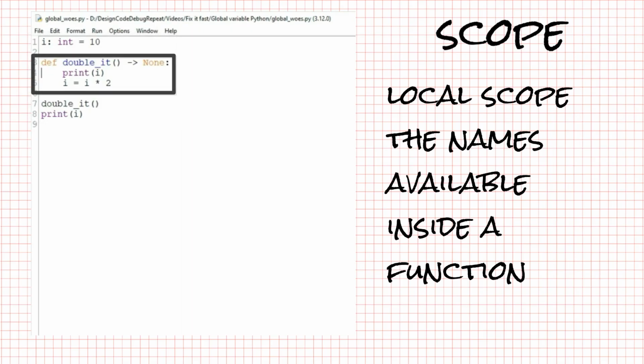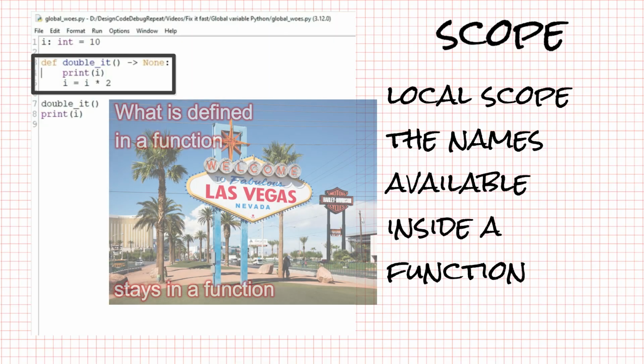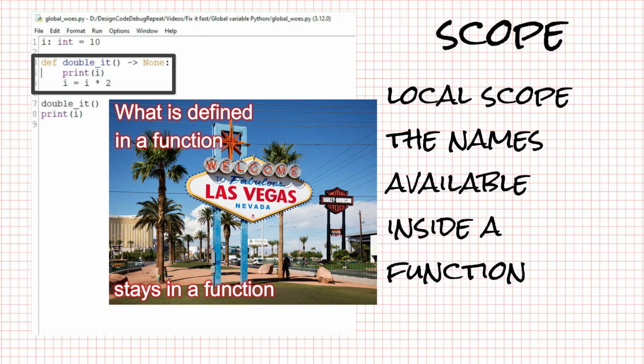There's also a local scope in this program. Local scope refers to what names are available inside a function. Each function has its own local scope. I joke in my Intro Java course available on this channel that you can think of a function like Vegas. What is defined in a function stays in a function.